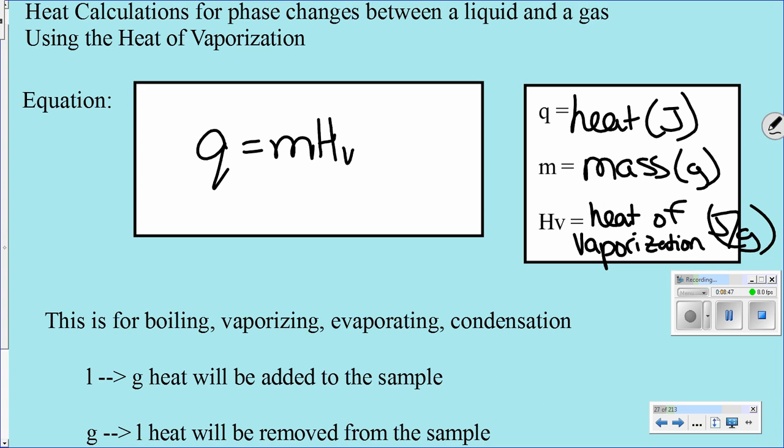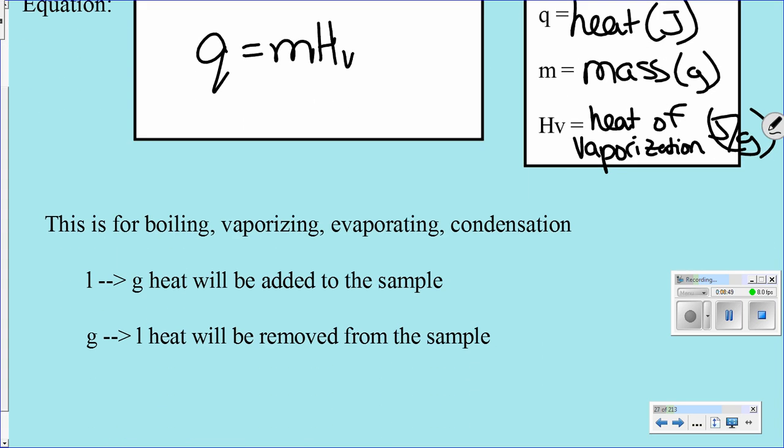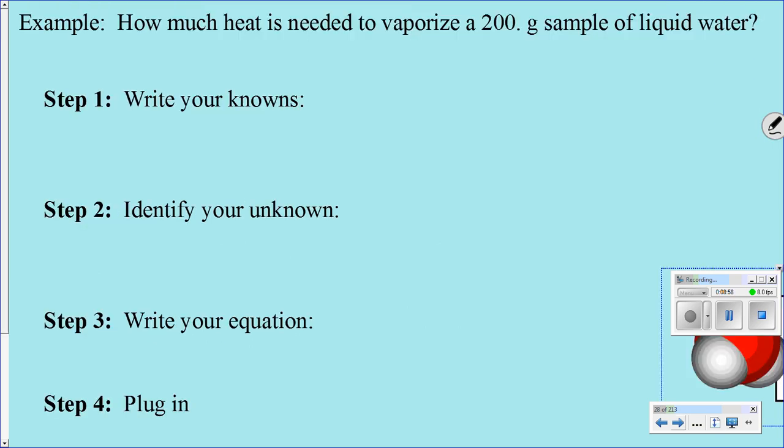We just have to make sure we know which formula we're using when we have these examples mixed together by seeing what's happening in the problem. So this is a liquid to gas or gas to liquid transition. So how much heat is needed to vaporize? So our big keyword that's important here is the word vaporize. That tells us what we're doing.